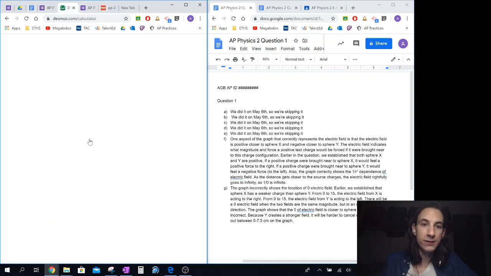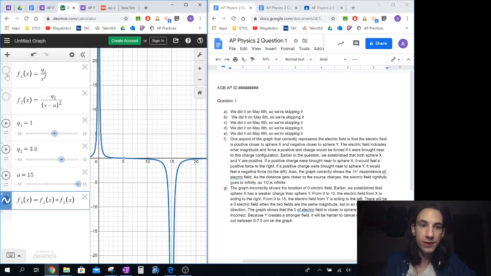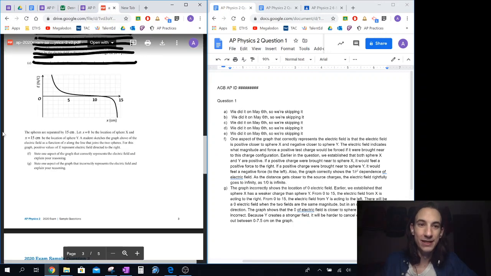I came into Desmos and looked at how these compare to each other. You don't need to do this. I spent time doing this. I'm kind of Desmos flexing on you a little bit, being like, look at what I did with Desmos. But it doesn't really matter. Yeah, we see this r-squared relationship, where when we go away from a charge, the field decreases.